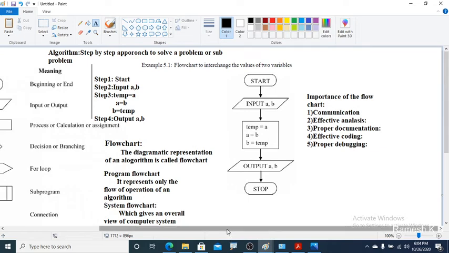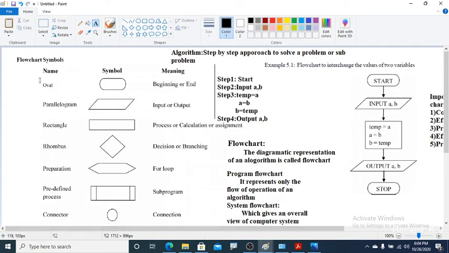We will learn various symbols used in a flowchart. This is the oval symbol, for beginning or end. You can observe here, for beginning and end I am using this oval symbol. This is a parallelogram, the input or output symbol. This is the input operation, this is the output operation. For input and output operations, I am using the parallelogram. The purpose of the rectangle is process, calculation or assignment. This is the assignment operation I am considering in this box.